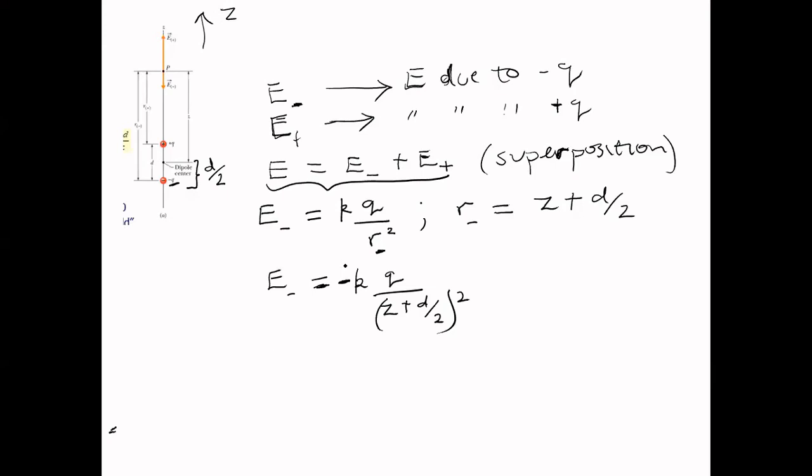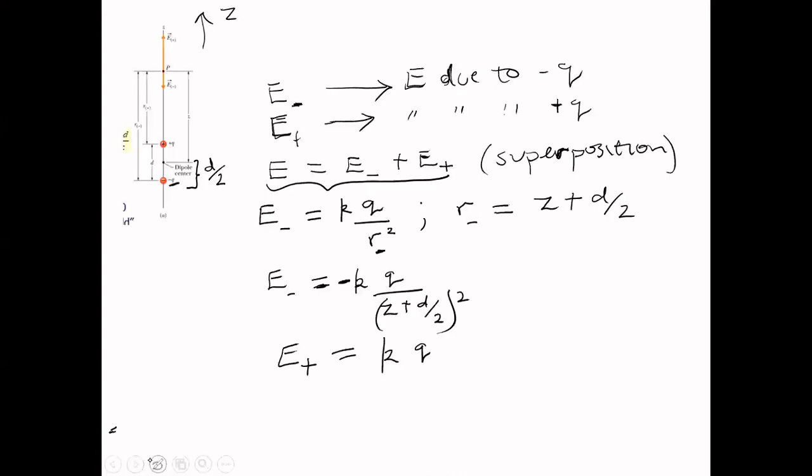In a similar way, E plus is basically the electric field due to this positive charge here, and it will be the same. You just have to say K times Q. You see the magnitude is the same. The only difference will be in the distance. So now here I'll say R positive squared. Now what is R positive? It is the distance from the positive charge up to the point where I want to calculate the electric field.